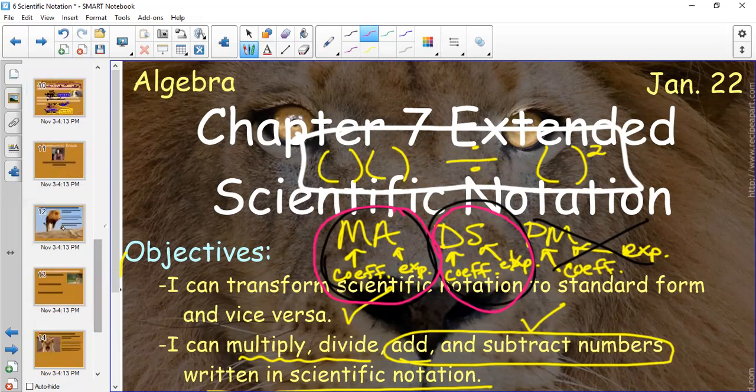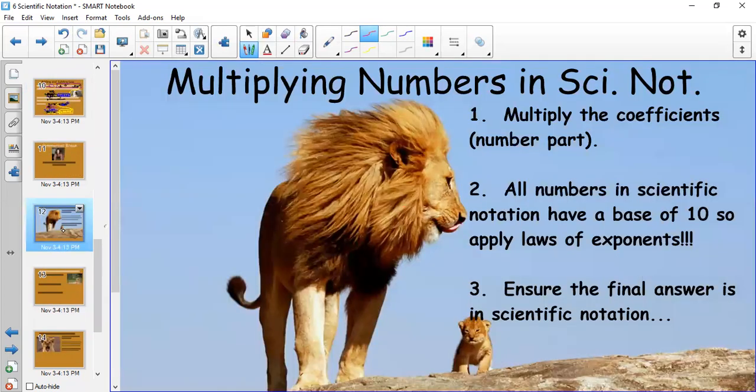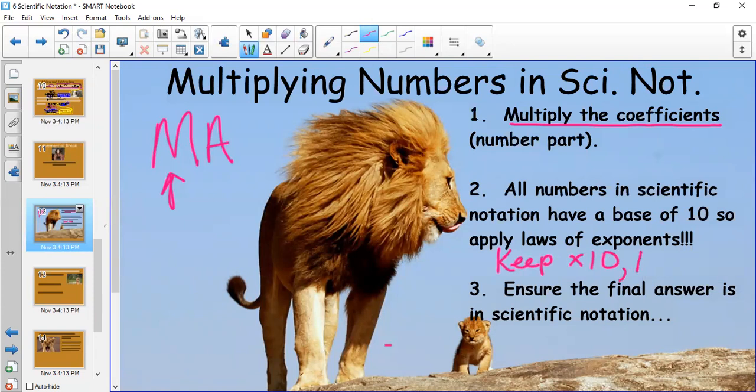Okay, so let's do multiply first. Again, these are the MA problems, and they're going to very closely match what we've already done. We are going to multiply the coefficients. It says follow the laws of exponents on this. Since they all have a base of 10, we are going to keep the times 10, and then we are going to add, that's the second letter there, add our exponents.